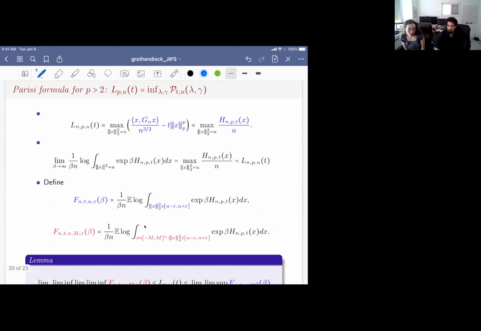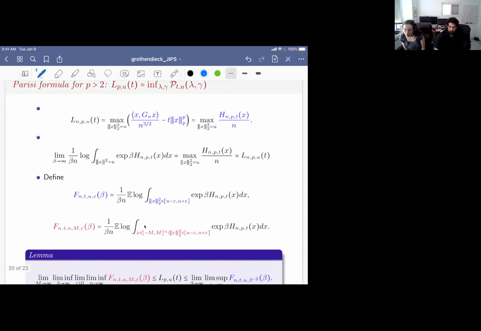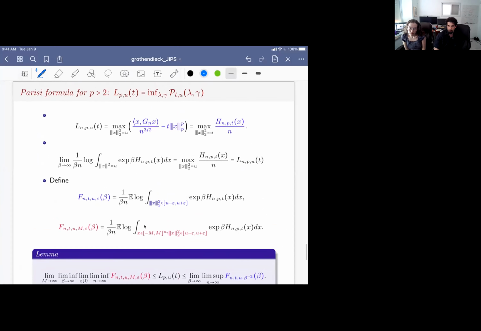So I'm probably almost running out of time, so I will make a brief comment for the case P equal to 2. This is the Parisi formula. In this case, note that we work with this restricted Lagrangian function, which is the maximum over an L2 constraint of this Hamiltonian over n. To get a handle on this Hamiltonian, the natural thing is to look at the free energy.